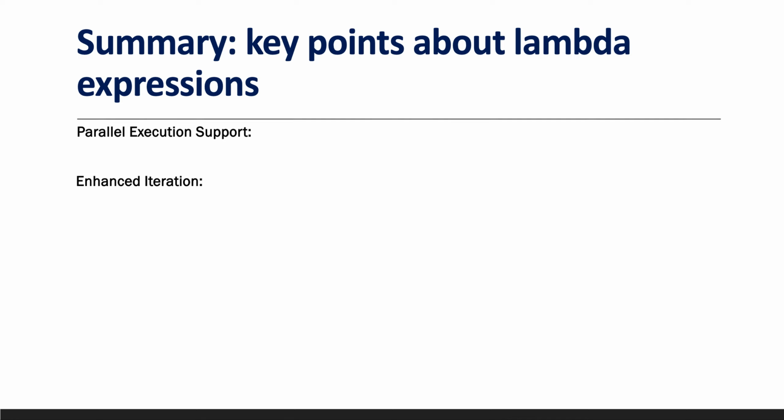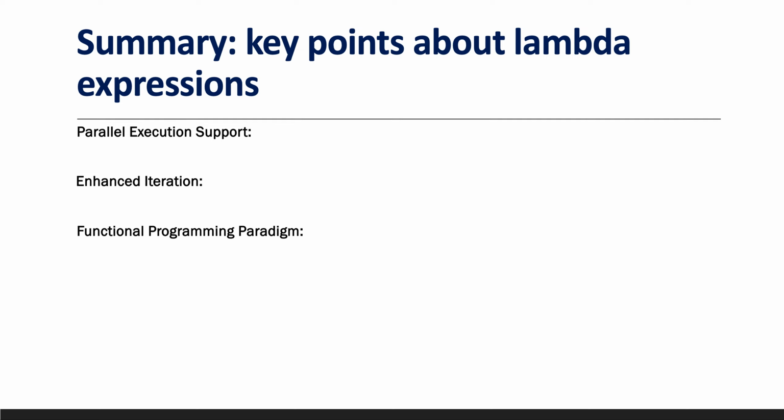Next key point is enhanced iteration. So what is enhanced iteration? Enhanced iteration is nothing but the forEach method. They can be used with the new iteration method provided by the Iterable interface to make the iteration over a collection more concise. We have seen how we can use the lambda expression using the forEach also, right?